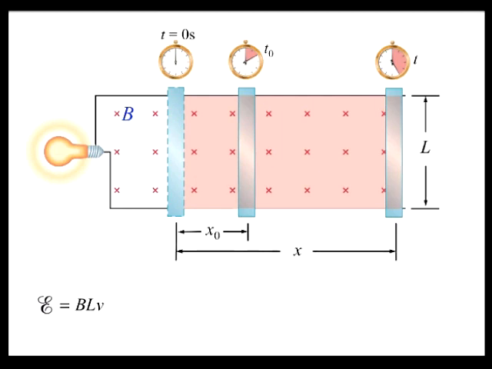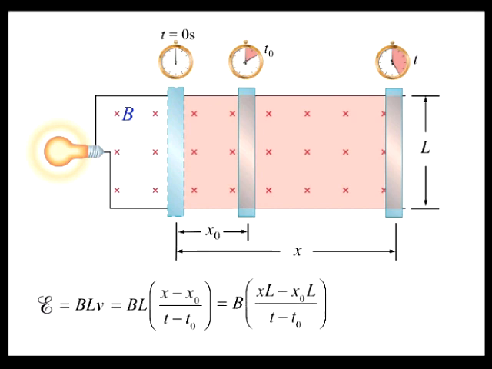We know from the previous section that the EMF of a rod of length L moving through a magnetic field B with speed v is equal to BLv. The speed v of the rod between the positions x0 and x is the distance traveled, x minus x0, divided by the elapsed time, or v equals (x minus x0) divided by (t minus t0). Substituting this expression for v gives BL times (x minus x0) divided by (t minus t0), which is equal to B times (xL minus x0L) divided by (t minus t0).